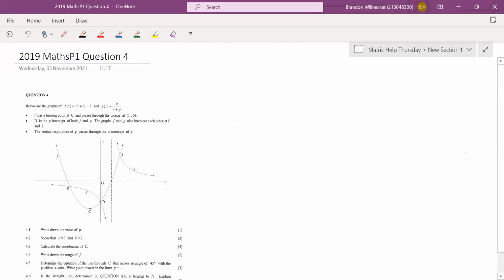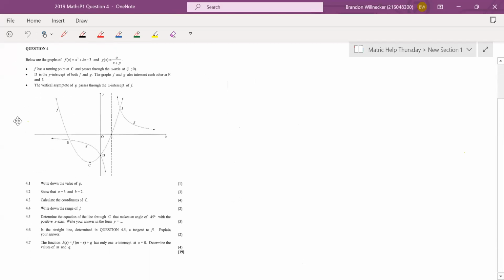Okay, so this is question 4 from Maths Paper 1, 2019. In this case, we have a hyperbola G and a parabola F. We've got some questions to answer here. So firstly, 4.1, write down the value of P.